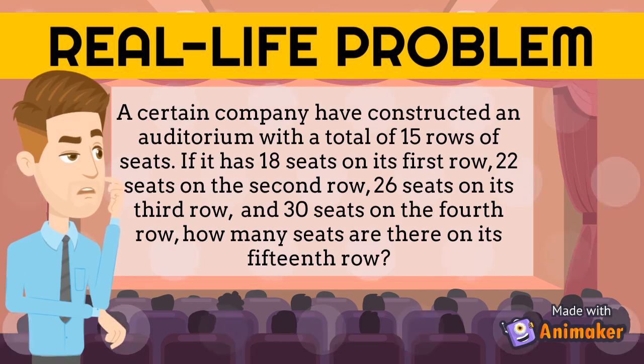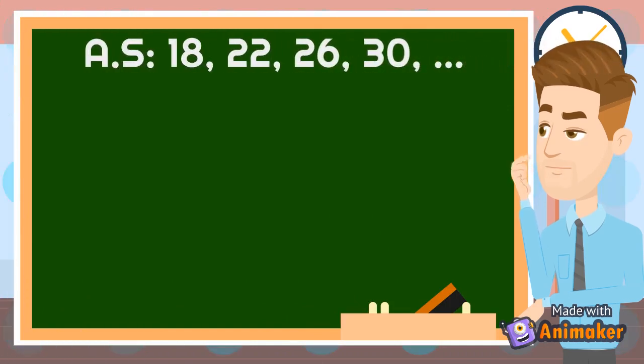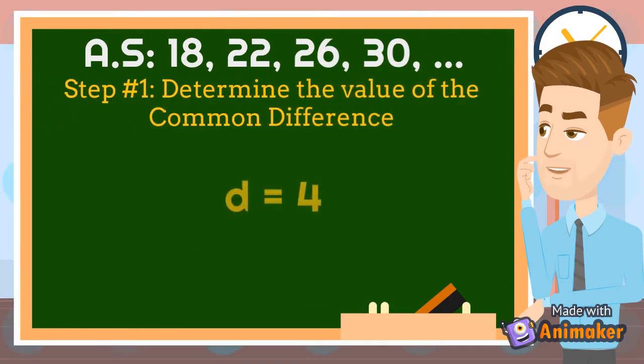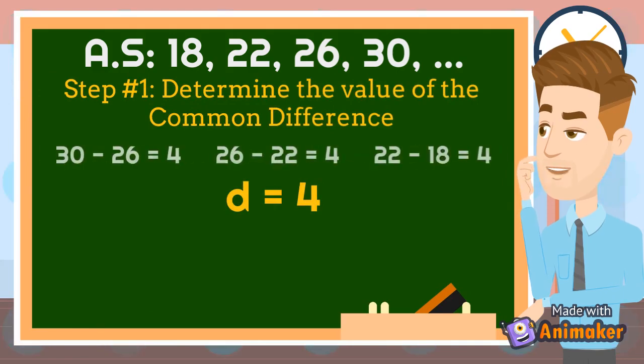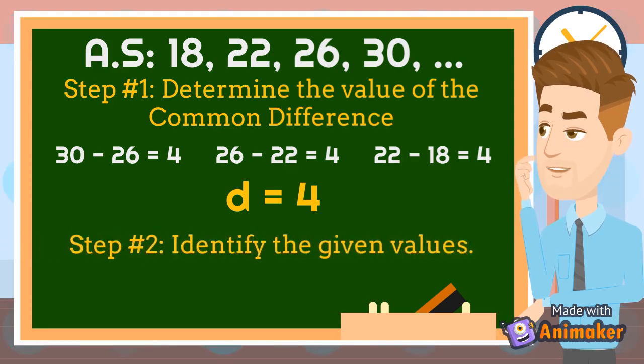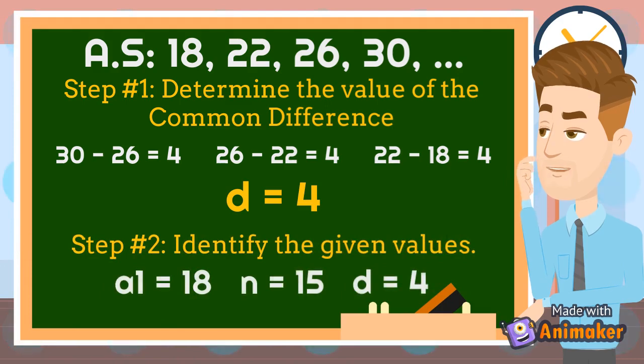Let's start, Brainiacs. For our solution, considering the arithmetic sequence 18, 22, 26, 30, and so on, we have our common difference of 4, with the following solutions. 30 minus 26 equals 4. 26 minus 22 is also equal to 4. And 22 minus 18 equals 4. Next, we have the given values of 18 as our first term, n is equal to 15, and the common difference is 4. Let's now proceed to our final step.